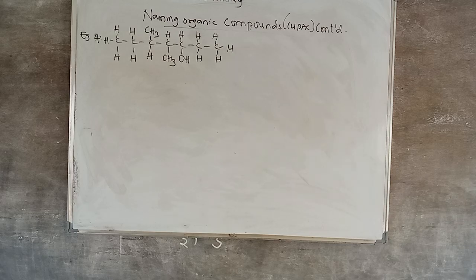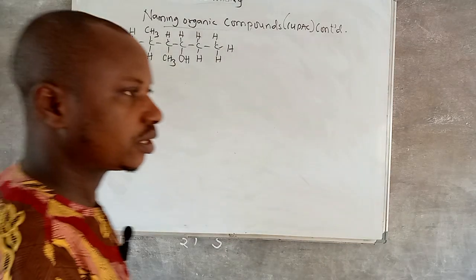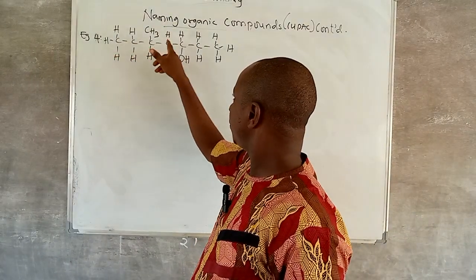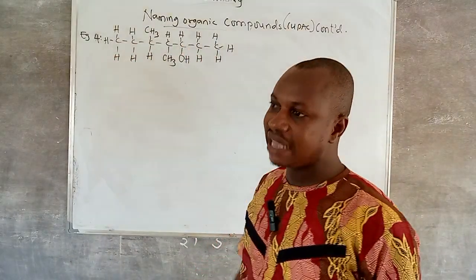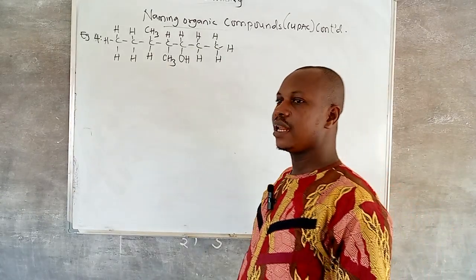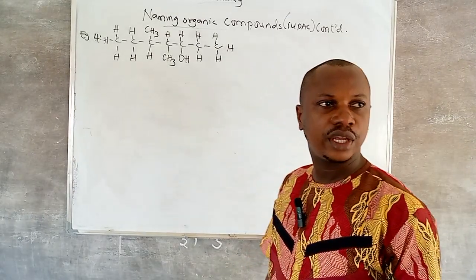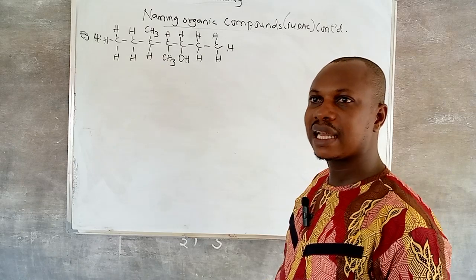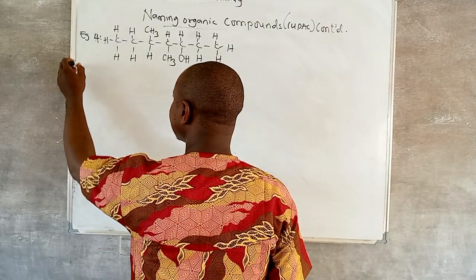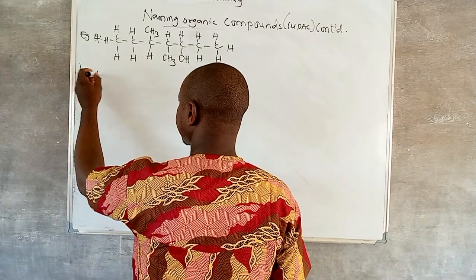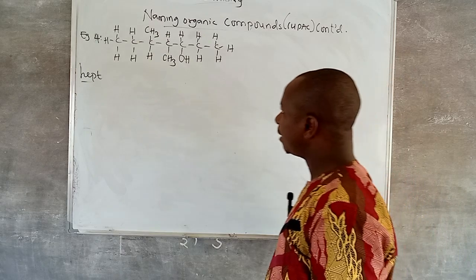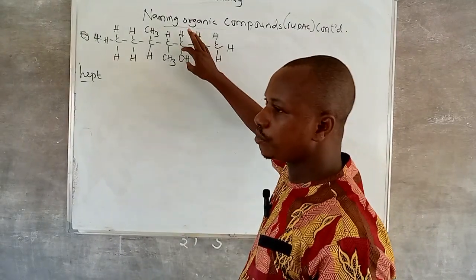you have a straight chain hydrocarbon. 1, 2, 3, 4, 5, 6, 7. The carbon chain there is 7. And any organic compound that has a 7 carbon chain, the prefix is hept for 7 carbon atoms. So if you watch clearly now, it has a functional group there.